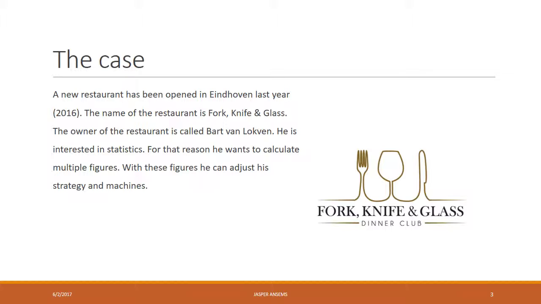A new restaurant has been opened in Eindhoven last year, 2016. The name of the restaurant is Fork, Knife and Glass. The owner of the restaurant is called Bart van Lokven. He is interested in statistics. For that reason, he wants to calculate multiple figures. With these figures, he can adjust his strategy and machines.